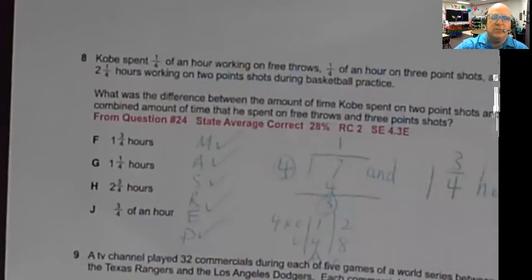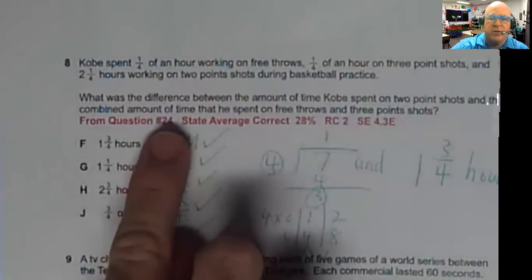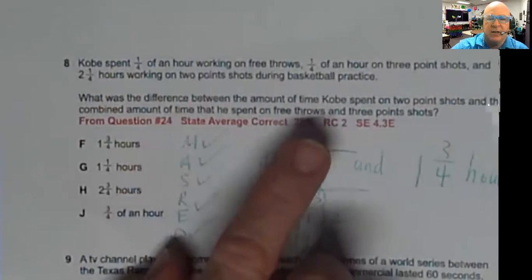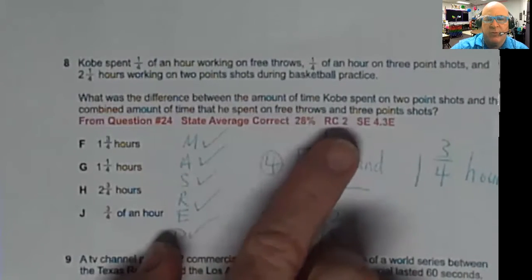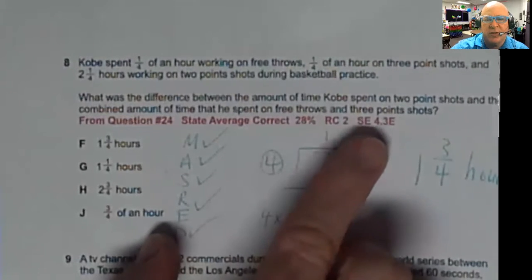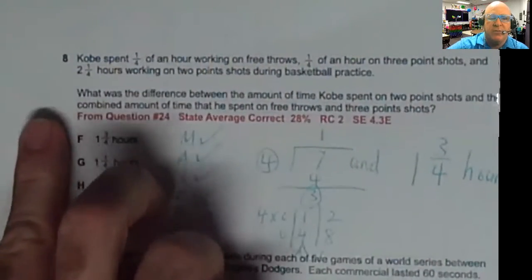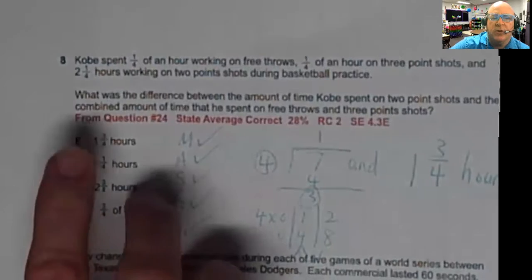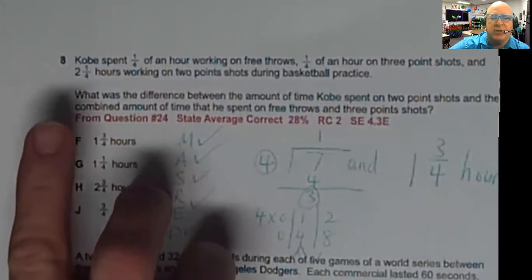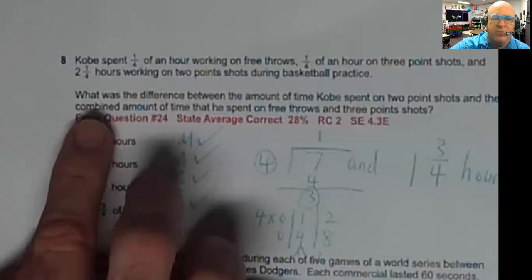This question came from question number 24 on the 2019 test from the state. It only got 28% in May from reporting category 2, student expectation 4.3E. Now, I'm going to use my RULES strategy. I'm not going to write it, but I have it memorized in my head now. R is read the question and then the problem. Then you can read the question again if you want.